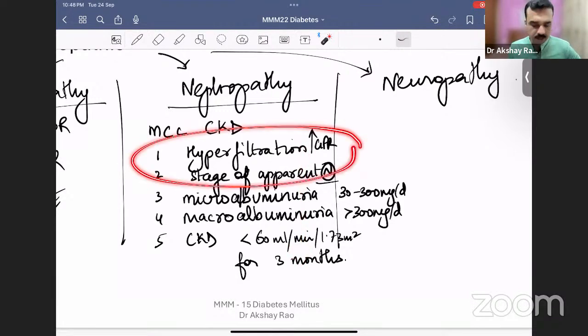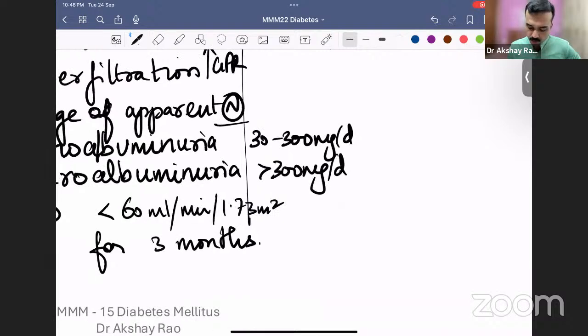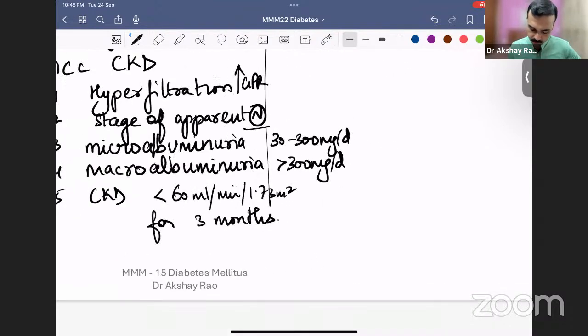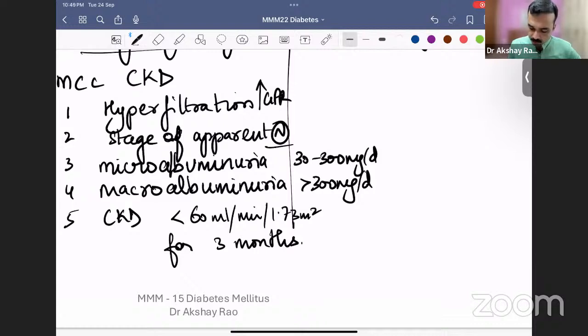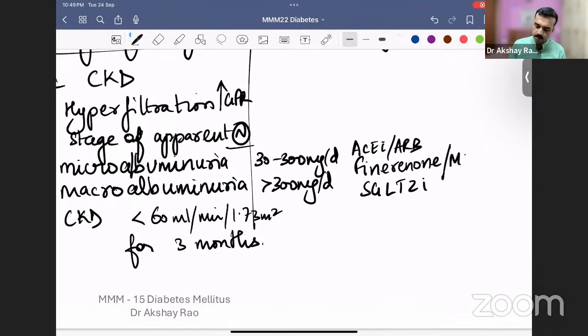So mainly the first two steps, control the blood glucose levels. Once they land up with microalbuminuria, what is preferably now known as moderately increased albumin excretion, then you can use certain agents. So where do I put this? I'll write this here. You can use an ACE inhibitor, ARB, or you can use finerenone. You can even use SGLT2 inhibitors. So these are agents which you can use. I mentioned finerenone, but any mineralocorticoid receptor antagonist.